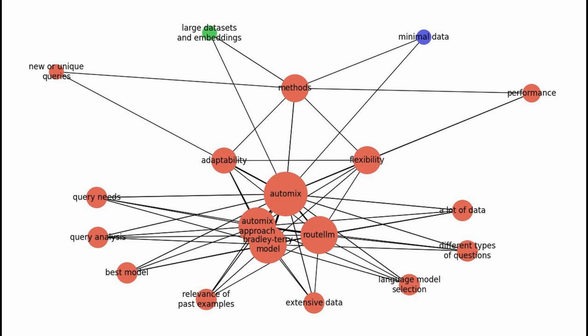AutoMix allows you to choose the right tool based on the specific needs of each query, using a method that adapts to different types of questions, while other methods like Route focus heavily on analyzing the query itself and rely on a lot of data to make decisions. So AutoMix uses a lighter approach with the Bradley-Terry model. This model really weighs the relevance of past examples to determine the best model to use for a given query. So this means that AutoMix can quickly adapt to various query types without needing extensive data for every situation.